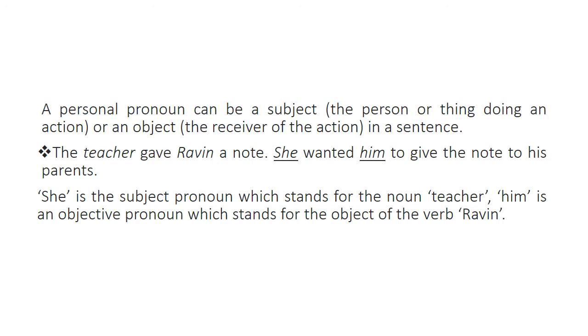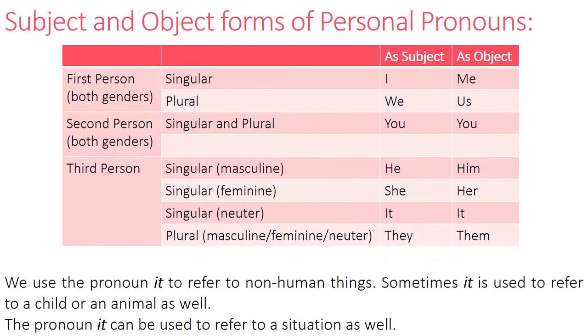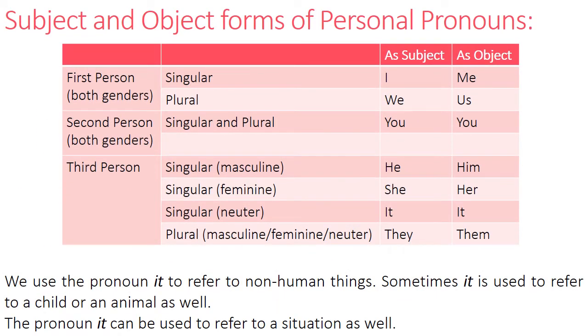Let's have a look at the detailed explanation or the table where, based on the gender, based on the singularity or plurality, and based on whether it is subject or object, we have the personal pronouns for each first person, second person, and third person. Subject and object forms of personal pronouns. First person for both the genders, singular as subject I, as object me.